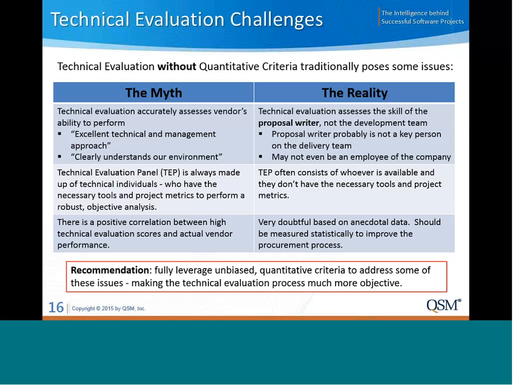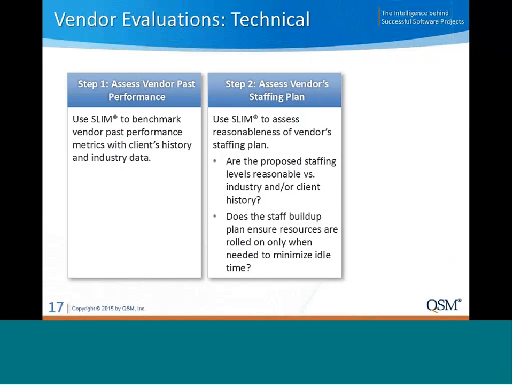Our solution and our recommendation is to use quantitative criteria to make the technical evaluation process more objective. And we do this through assessments of past performance. So there are two primary steps in our process. The first is to assess vendor past performance versus industry trend lines, as well as historical performance of other vendors in the client environment. Then step two is also taking a look at the vendor's staffing plan.